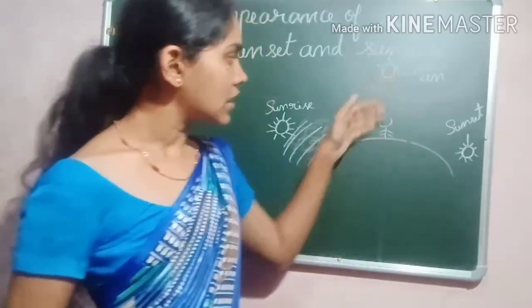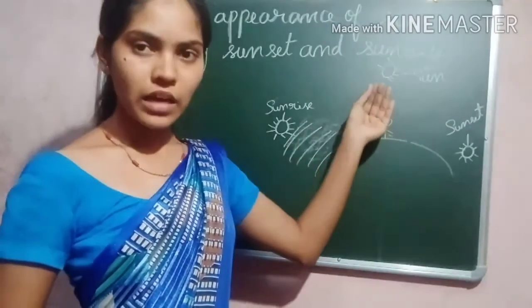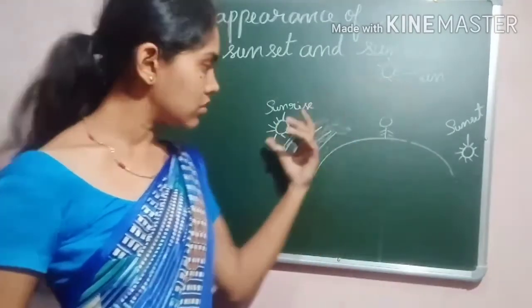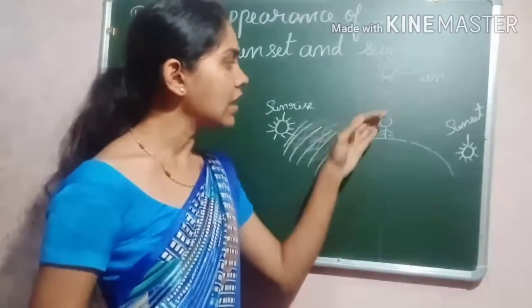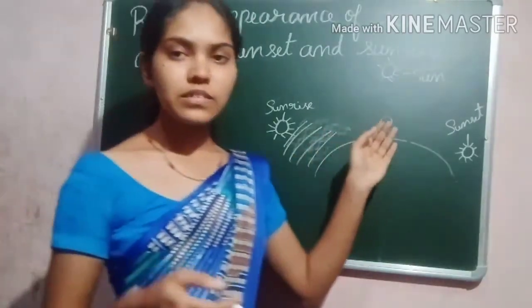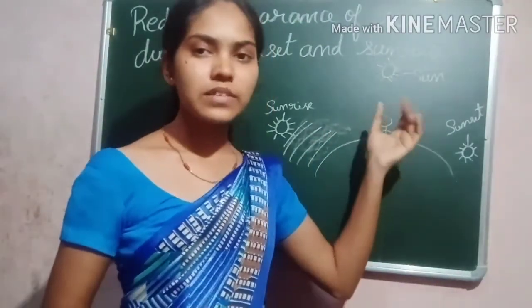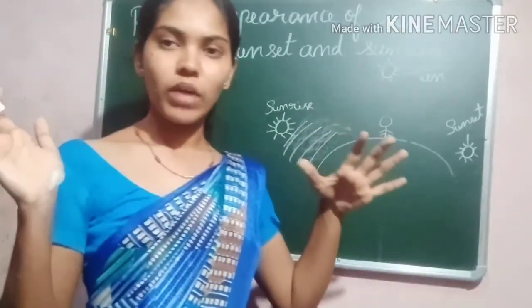Because the distance is very less and the number of particles is very less compared to the particles near the horizon, the blue and violet colors are least scattered. That is why we can observe the sky in blue color. The sky appears clear white in color.